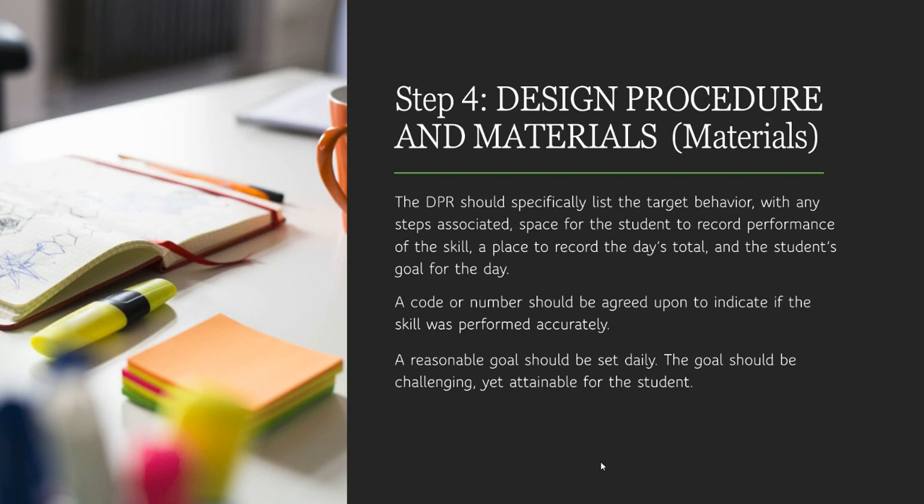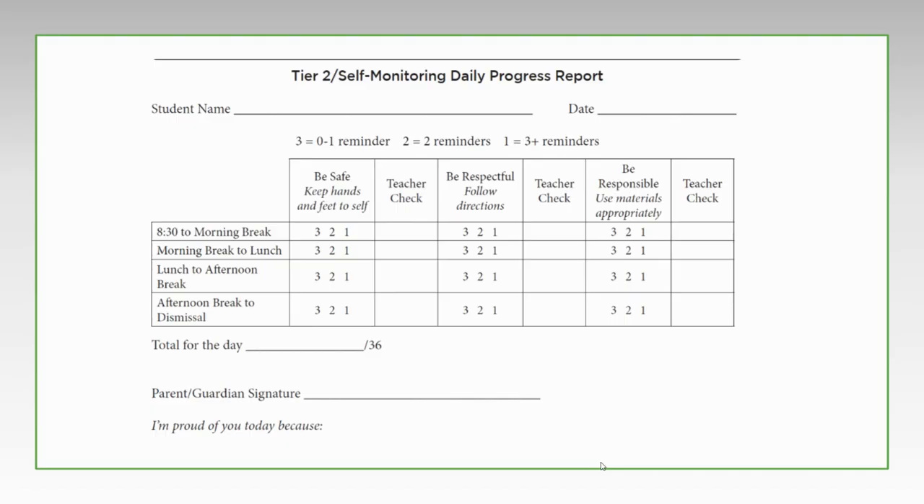It should be challenging as always, but yet attainable for that student. So here are some examples of progress reports. As you see in this case, of course, we always have where the student's name and the date. We have an explanation of the ratings. We have the time frame that we are monitoring.